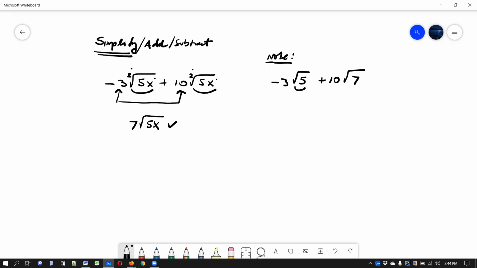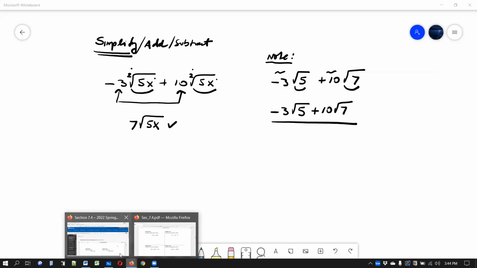This is radical 5. This is radical 7. They cannot be simplified, which means I cannot perform the addition. So in this case, there's nothing that you can do, and you would just rewrite the expression. This will be the answer. Okay, so nothing to add in this case.